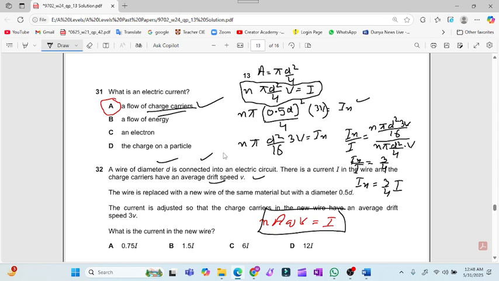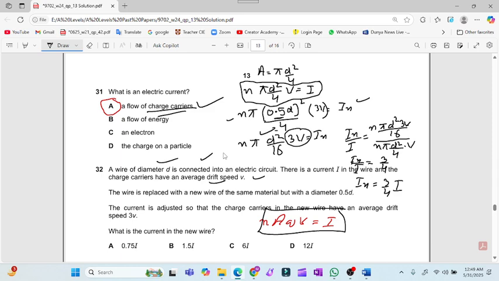For the new wire, the current is n into pi. The new area is n a cube. Okay, that is the pi for the area. So now the new diameter is 0.5 d square over 4, so it will become d square over 16. And then the velocity is 3v.